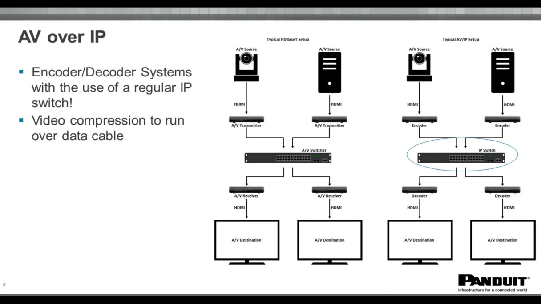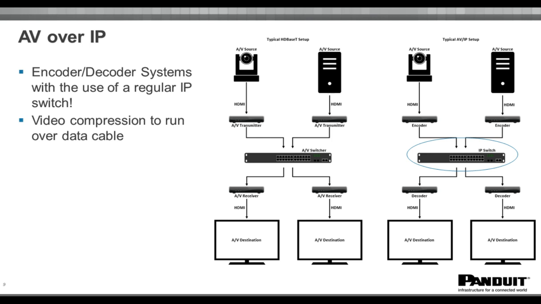The next topic I want to touch on is AV over IP. AV over IP is great because now you can use that standard network IP switch. Most manufacturers recommend that you use a PoE-enabled switch just because a lot of the AV over IP systems utilize PoE. There's often going to be some sort of video compression, whether it's H.264, JPEG 2000, something like that, in order to compress that video and send it over your network and over that 1 gig switch.